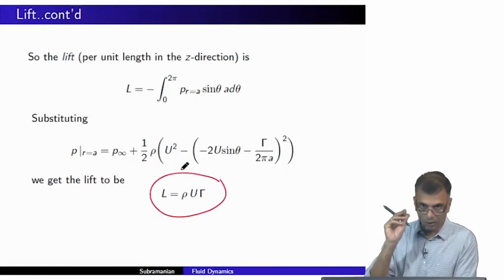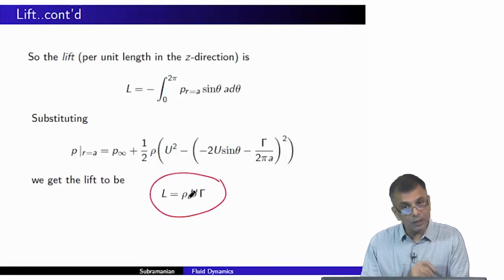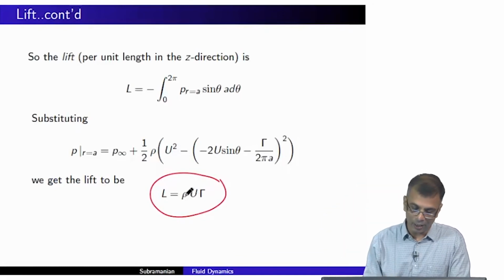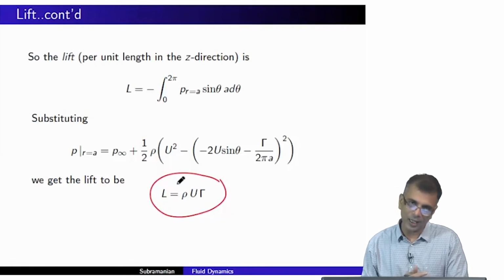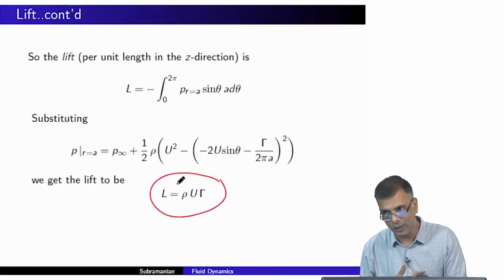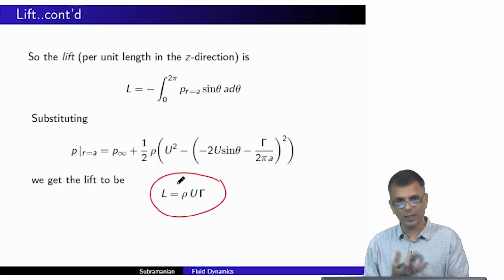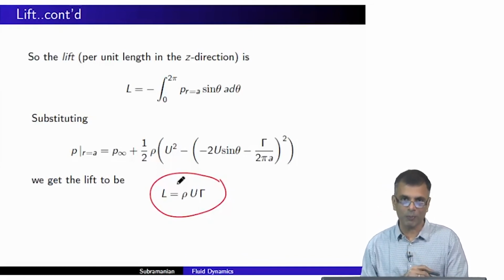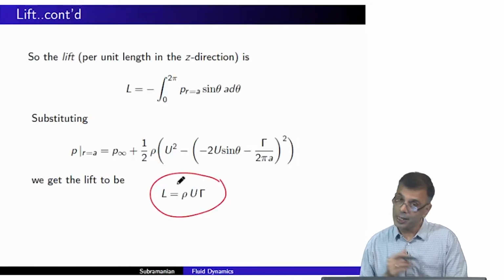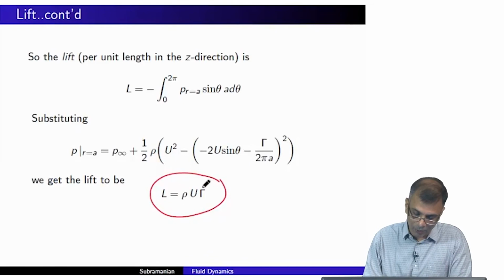Okay, it depends upon the velocity at infinity. Remarkably enough, it actually depends upon the velocity at infinity. It depends upon the density of the fluid, which you would sort of guess, right? If the fluid is less dense or more dense, the lift would be proportional to that. This you can guess from intuitive considerations as well. And not surprisingly, it depends upon the circulation.